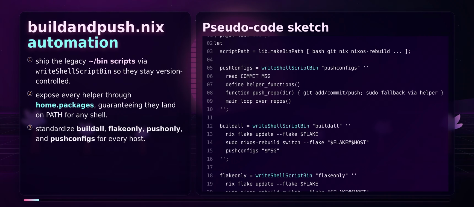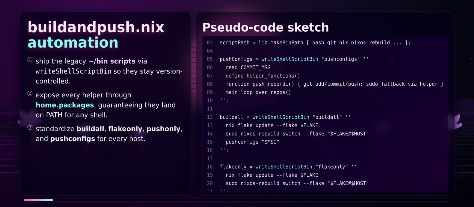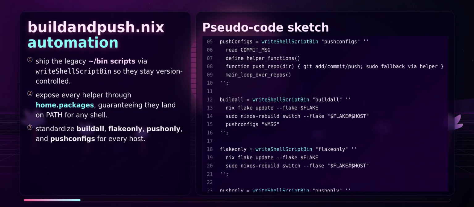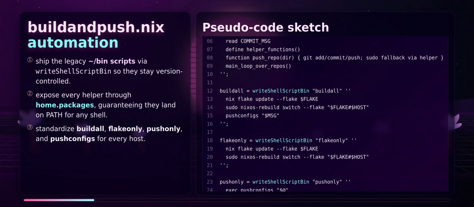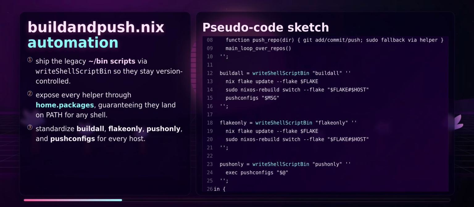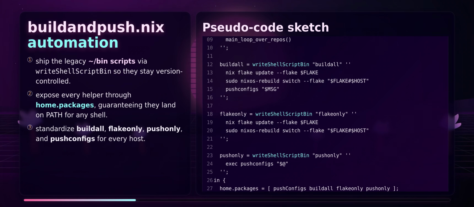First of all, the build push. It is a scripted workflow inside Home Manager. This module recreates the old build and push script that I wrote with the commands. This helper is directly inside Home Manager. It uses write shell script bin, so they are version controlled, reproducible, and always available on $PATH.